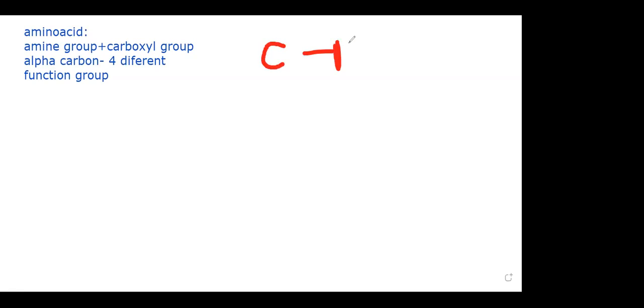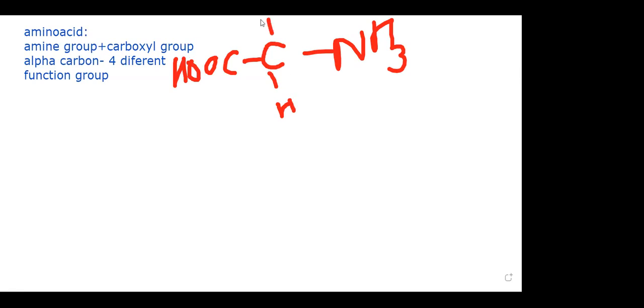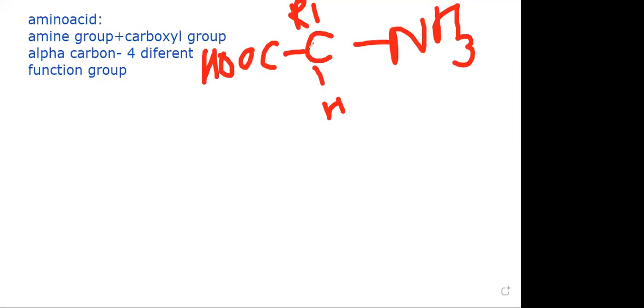The carbon is surrounded by the amine group NH3, the carboxylic group COOH, a hydrogen, and the functional group R. So one carbon associated with 4 different groups is said to be an alpha carbon atom.